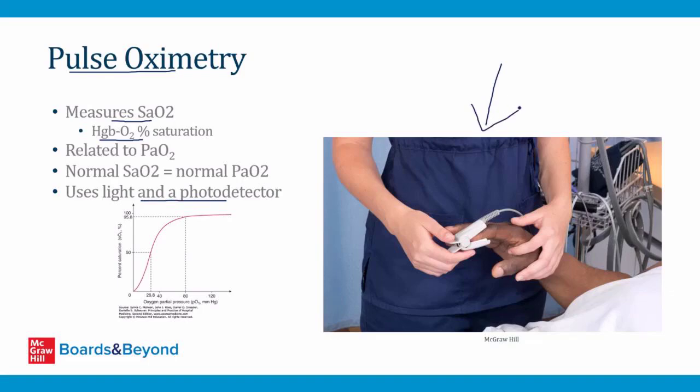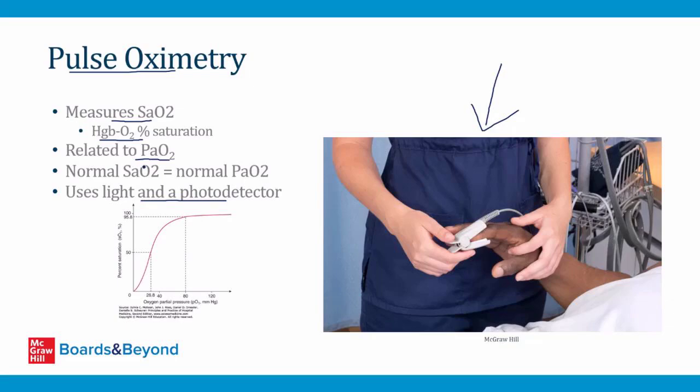And it's going to give you a number for the SaO2, which is a percentage, something like 70% or 80% or 90%. And that's the percent of hemoglobin that is bound to oxygen. And as we just saw on the last slide, this is related to PaO2. So when the SaO2 is low, that usually means the PaO2 is low as well.